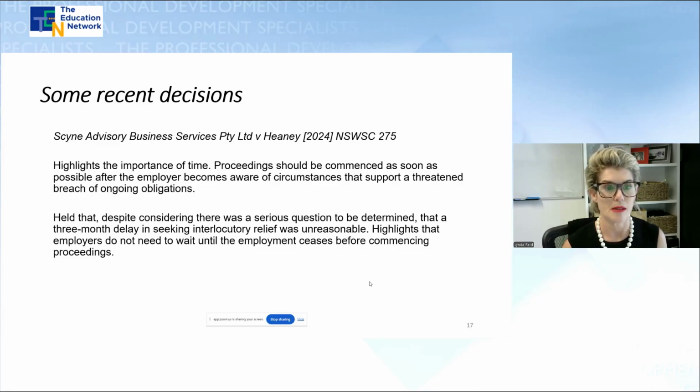So proceedings should be commenced as soon as possible after the employer becomes aware of the circumstance that include a threatened breach of ongoing obligations. In considering whether or not there was a serious question to be determined, a 3-month delay in seeking relief wasn't reasonable from the court's perspective, because an employer shouldn't wait until the employment ceases if there is a real and live threat that there will be a breach of the restraint obligations. So if the employer is aware of that, it can't sit on its hands before it takes action.